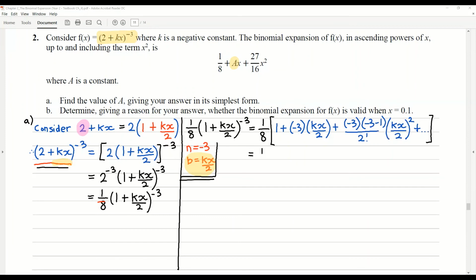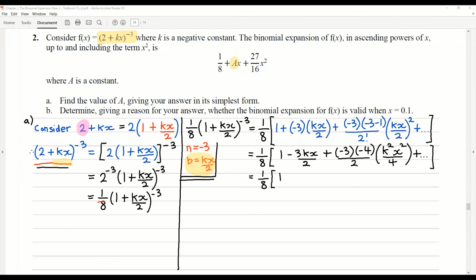So let's take out the 1/8. We've got 1 subtract 3kx over 2. And we've got just a bit of work here. -3 multiplied by -4 over 2, which is 2 factorial, and then square everything in the kx over 2 bracket. So it's going to be k squared x squared over 4 plus some more terms. Let's continue.